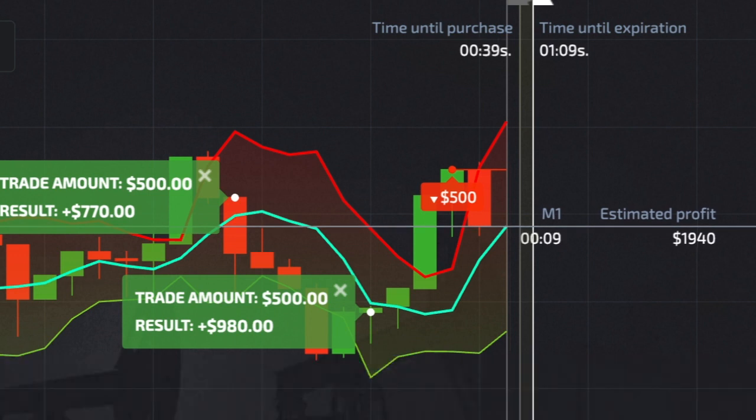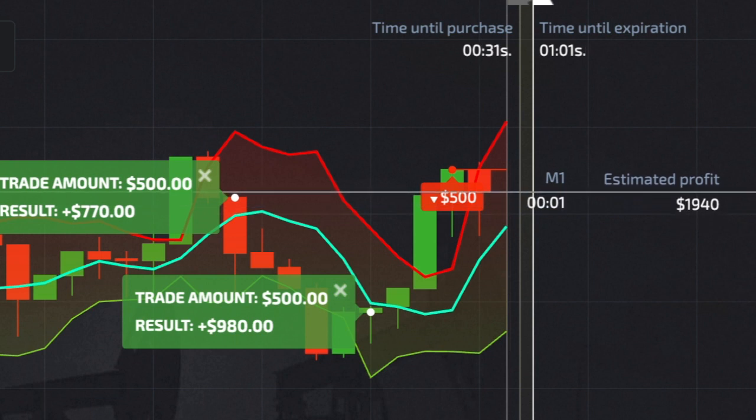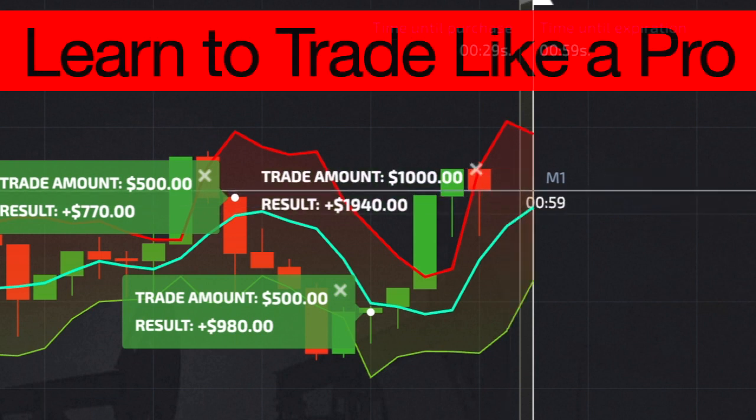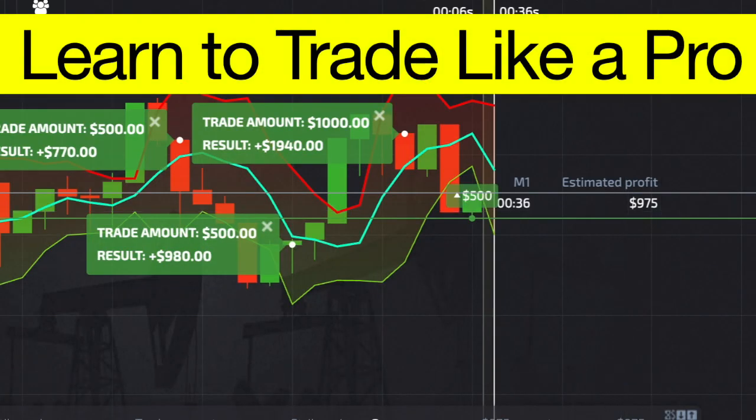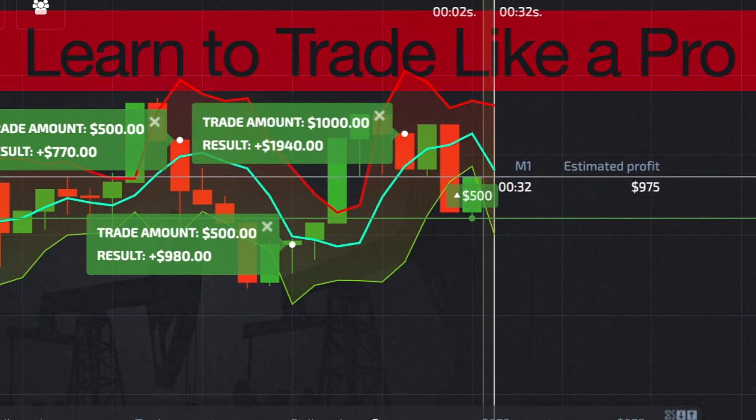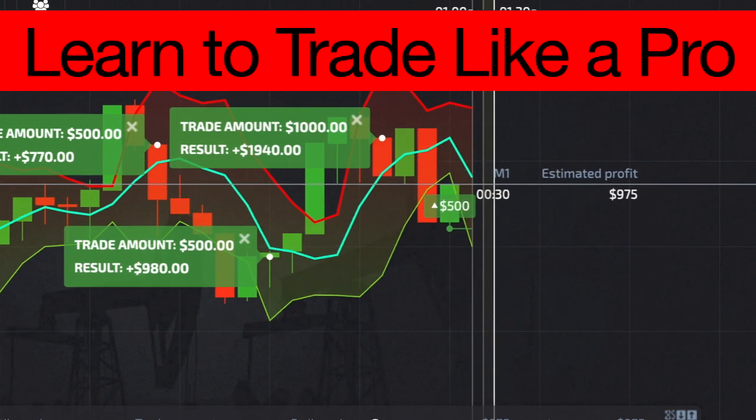And again, in our book, in our training course, we explain to you why these trades like this are taken. So I actually made a mistake, as I said here, and pressed that button twice. I should have only placed one $500, but I placed $1,000. But it doesn't matter because I got $1,940 back, so that's $940 profit.